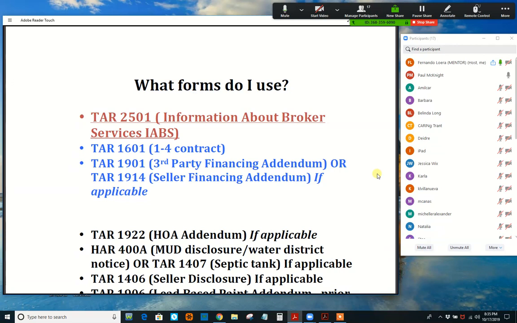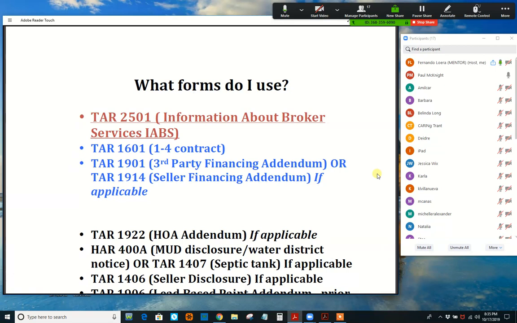So other contracts, other docs that we use is of course the 1-to-4 contract if it's single family. If it's land, it probably is unimproved, and so on and so forth. Then there's the third-party financing addendum or seller financing addendum, if applicable. So if they're paying cash, then there's no need to do the third party or seller financing.